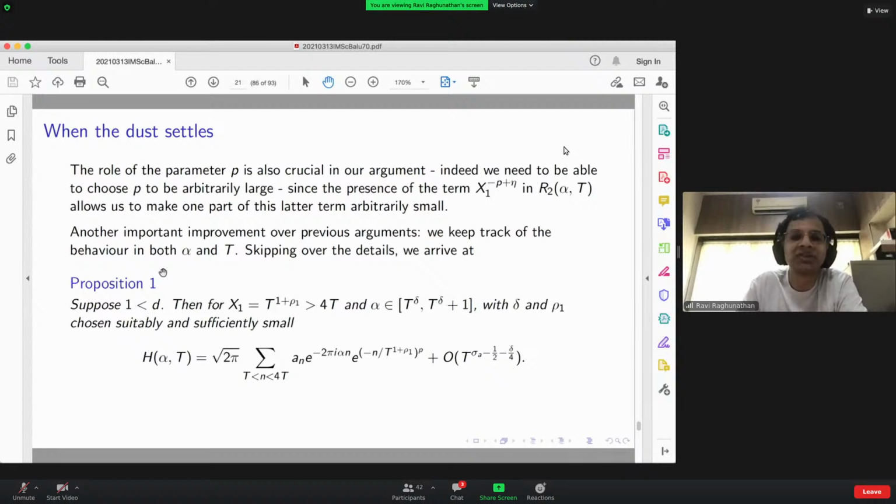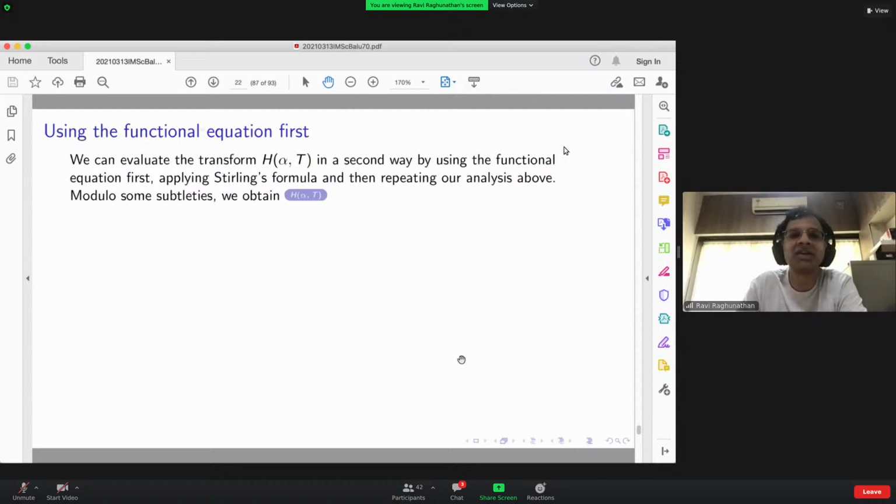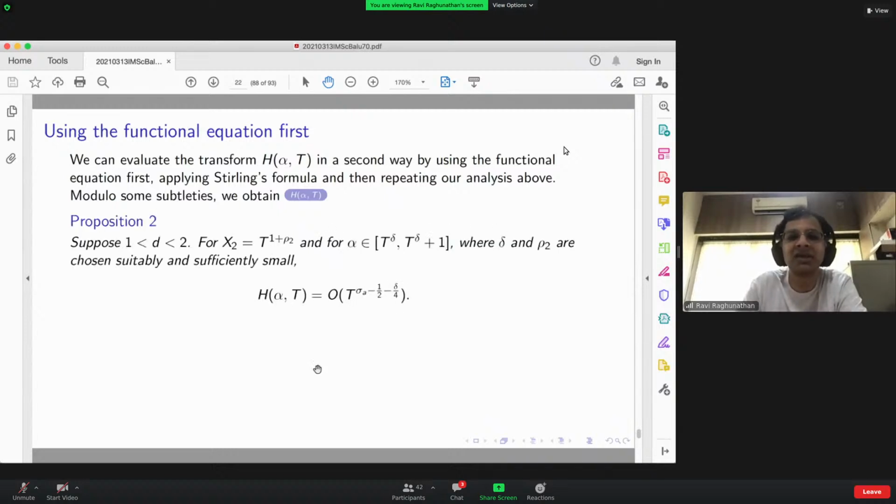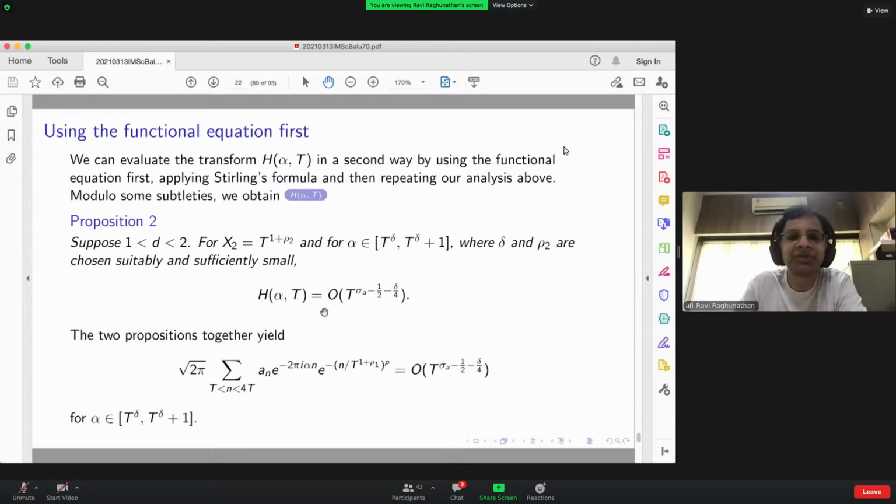So skipping over the details, what you get is that h alpha t is this sum, which has size roughly t to the sigma a minus half minus epsilon, the omega estimate, and you have this smaller O estimate. You can do exactly the same thing by evaluating h alpha t in a second way. You use the functional equation first, apply Stirling's formula, repeat the analysis, and you get the same estimate for h alpha t. So the upshot is this.